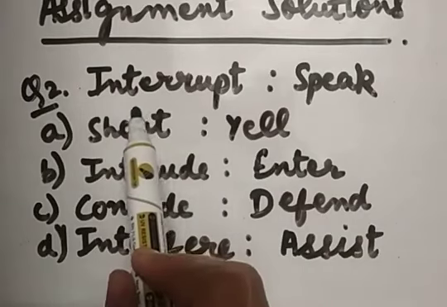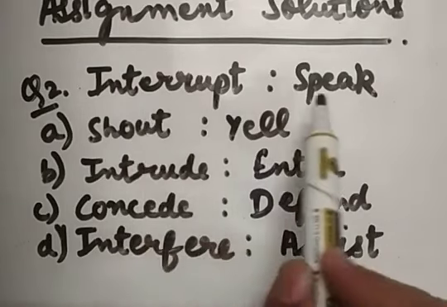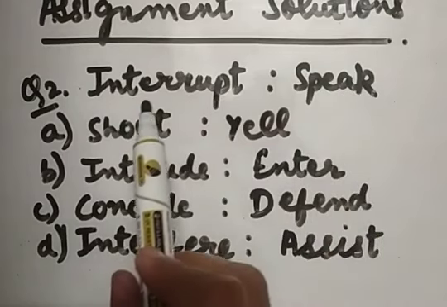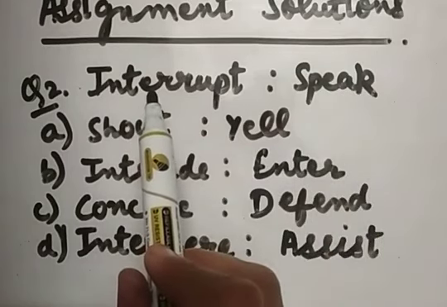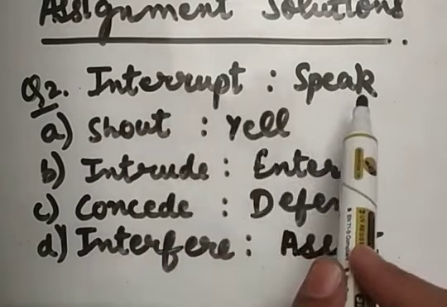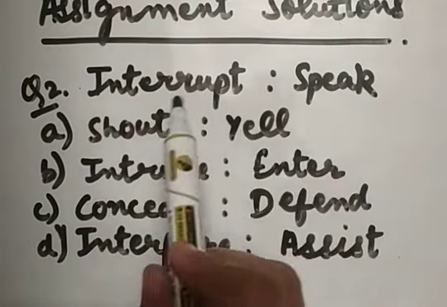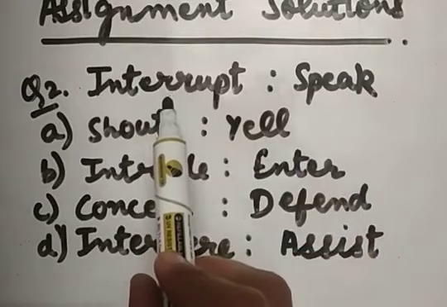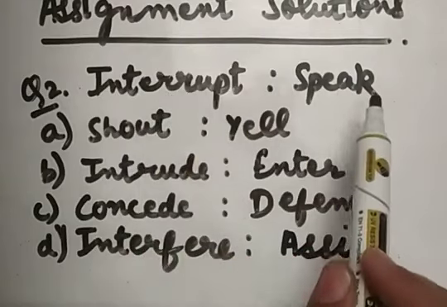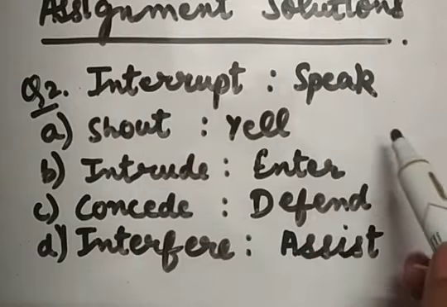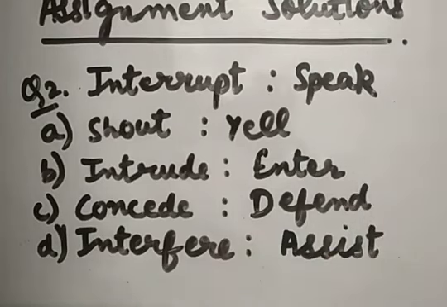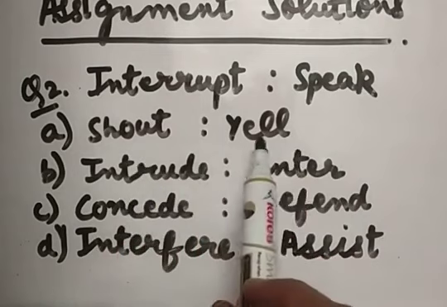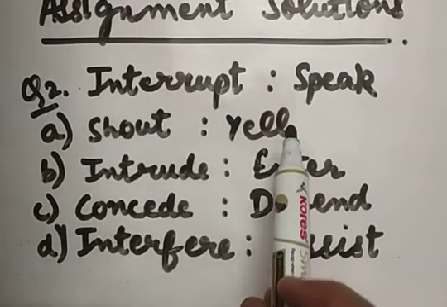First of all, let us understand the relationship between interrupt and speak. Interrupt means not to let someone speak. So it is the opposite of this word speak. So it means they are antonyms. From all these 4 options, we need to find out the antonym. Shout and yell, they are synonyms, they have the same meaning.